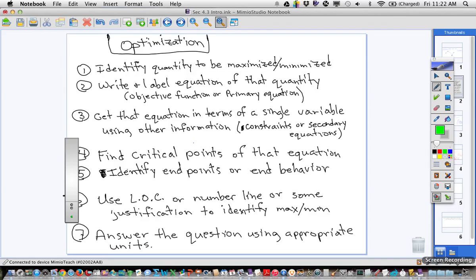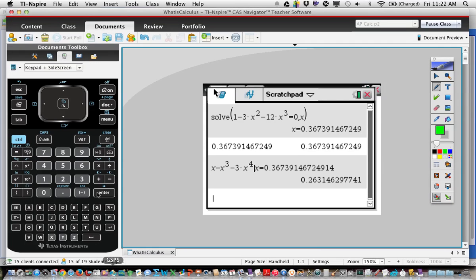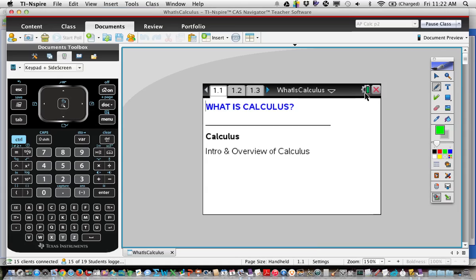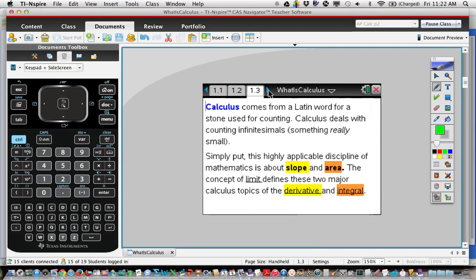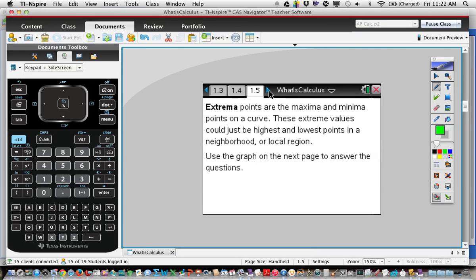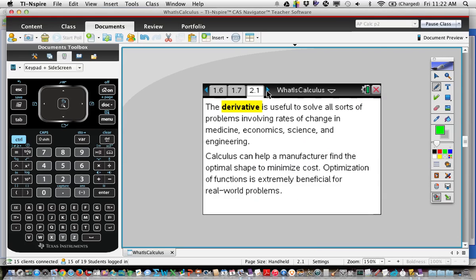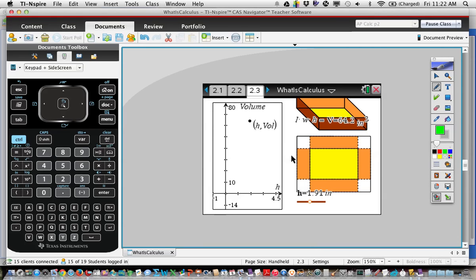Okay? So that's the process. That's the process for doing it. All right, so now open up that document on your calculator that I gave you earlier in the day. The "What is Calculus" document. And we're going to scroll clear to the end of it. To 2.3, page 2.3.